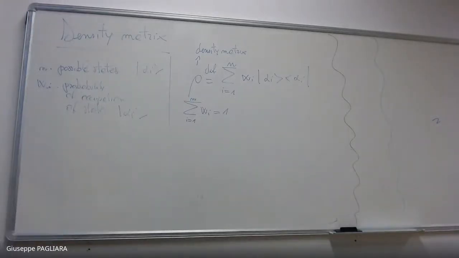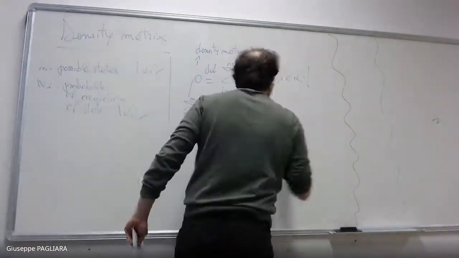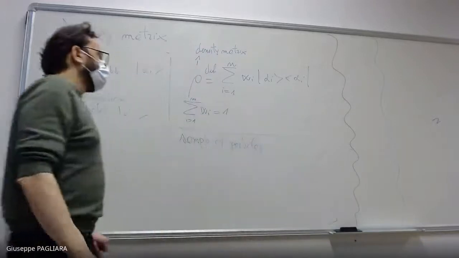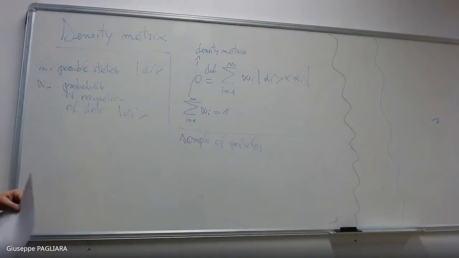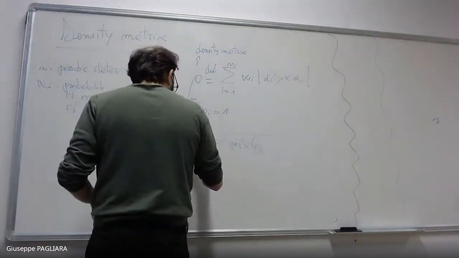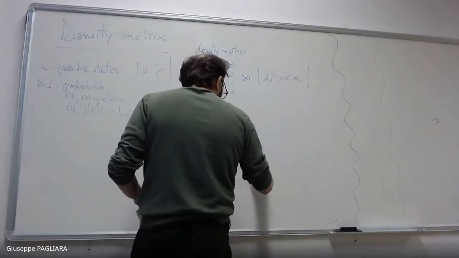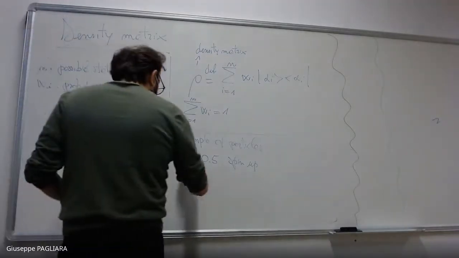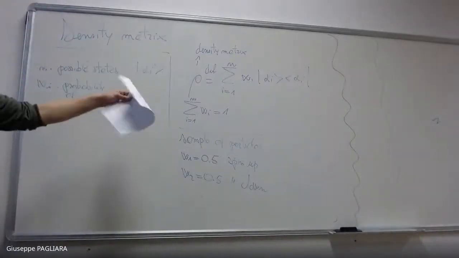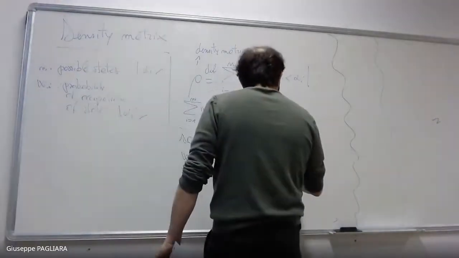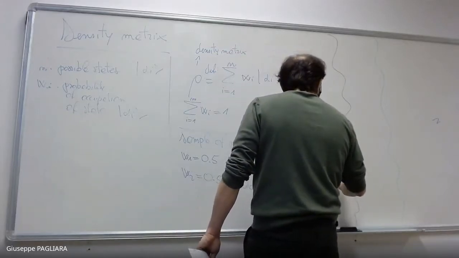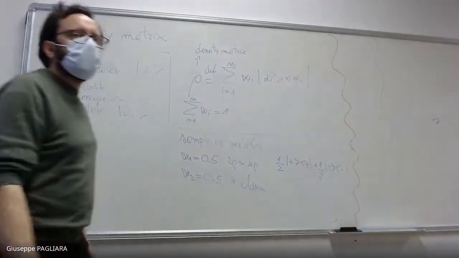Okay. So now to make an example of this, suppose that you have a sample of particles in which 50% of them are with spin up and 50% are with spin down. So with W1 equals 0.5 probability of spin up, if you think about a system with polarized particles, and W2 equals 0.5 with spin down. Then in this case, the density matrix is basically 1/2 |+><+| plus 1/2 |-><-|. This is just the density matrix.